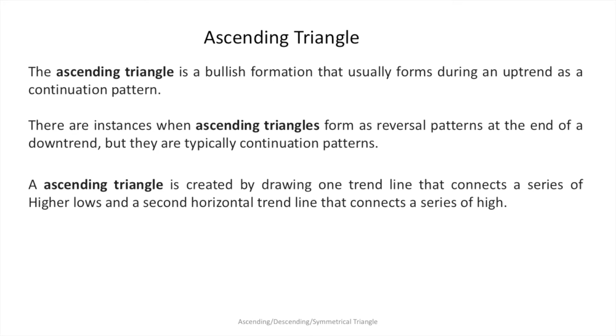The ascending triangle is a bullish formation that usually forms during an uptrend as a continuation pattern. There are some instances where an ascending triangle forms a reversal pattern at the end of a downtrend, but normally it is a continuation pattern. An ascending triangle is created by drawing one trend line that connects a series of higher lows, and a second horizontal trend line that connects a series of highs.